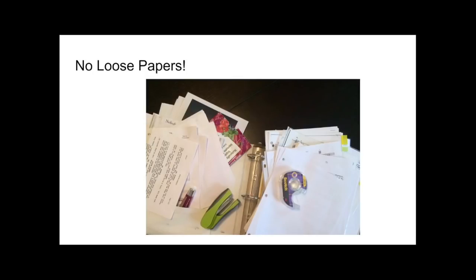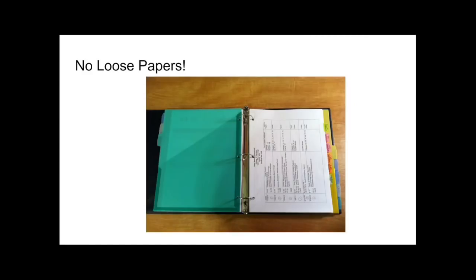You should have no loose papers in your binders. Your dividers are there for a reason, to store all of your papers. Make sure your papers are hole punched and you give yourself time to properly place them in the correct spot. Your binder should not look like this, but it should look like this.